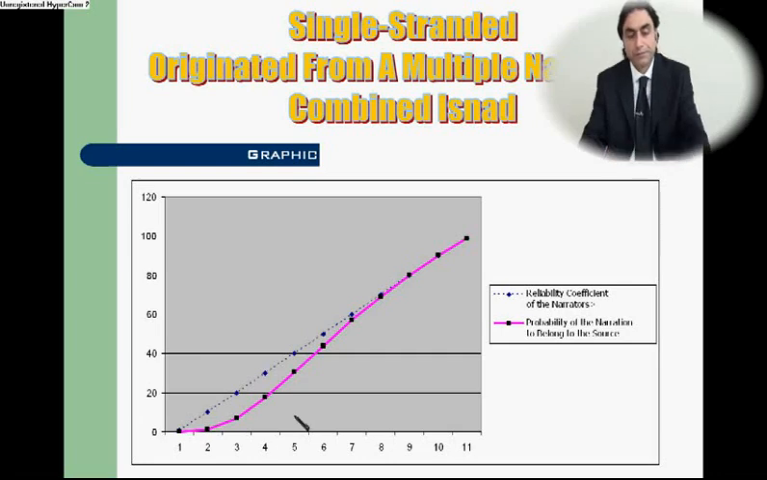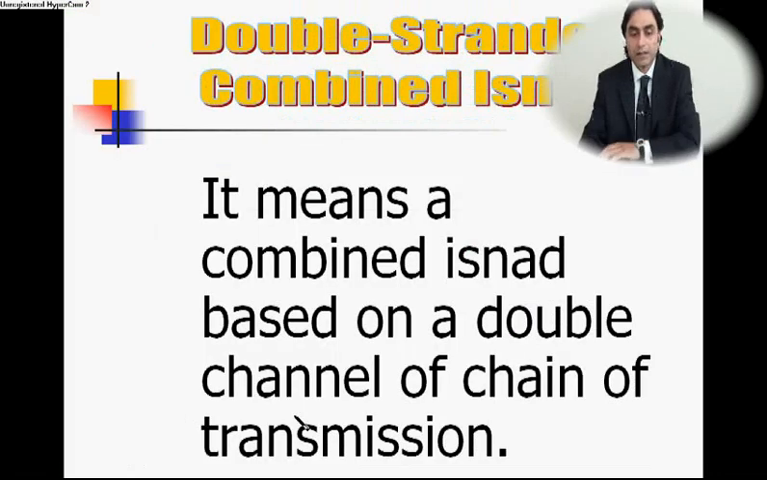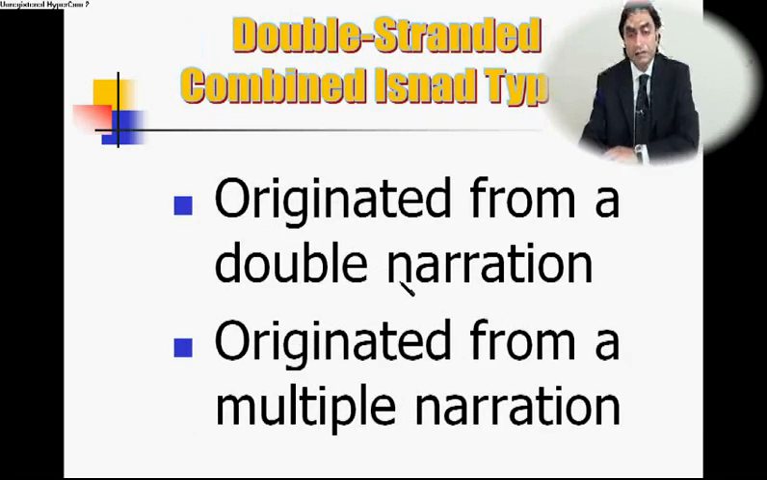Now, double-stranded combined isnad. In this theory, it means a combined isnad based on a double channel of chain of transmission. Double-stranded combined isnad types are originated from a double narration, and originated from a multiple narration.